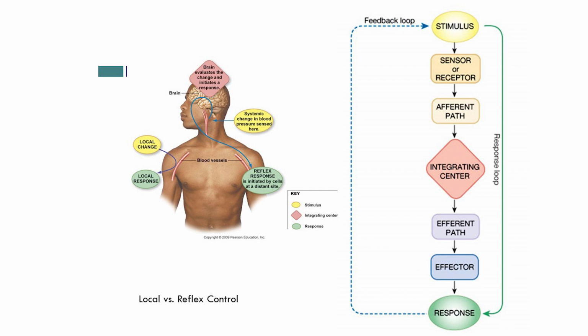So this is an example. Again, I've been constantly emphasizing the different components of your control system. Local versus reflex control. So local is you have a local change, a local response, in that particular area. But for reflex control or systemic, it goes all the way from the receptor to the brain and down to the effector. So it's a long route compared to the local.